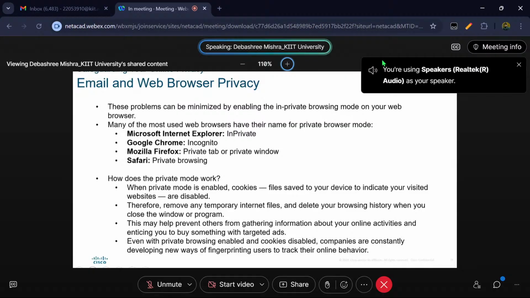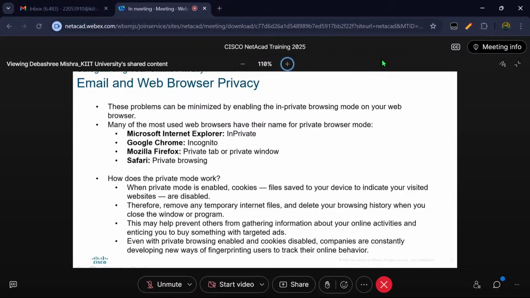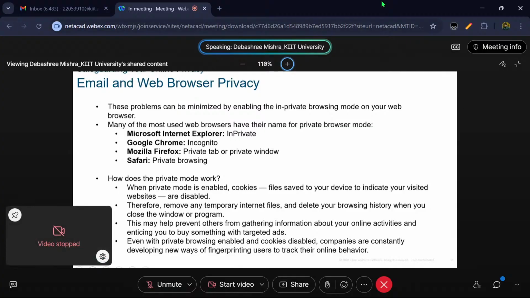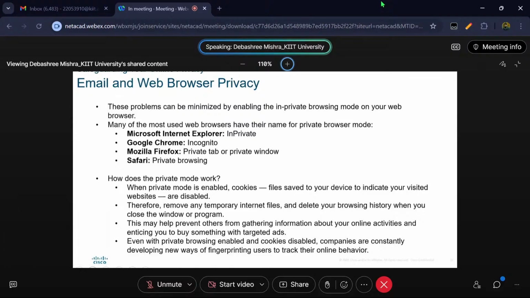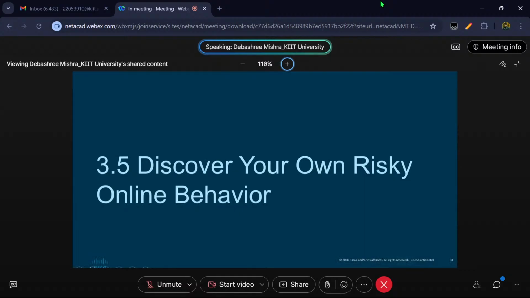Even if the private browsing option is enabled and cookies are disabled, companies are constantly developing new ways to get the fingerprints of users to track their online behavior, the online platforms they are using, and at what time they are surfing what. Hackers, or third parties, are constantly developing their algorithms to check out these details.